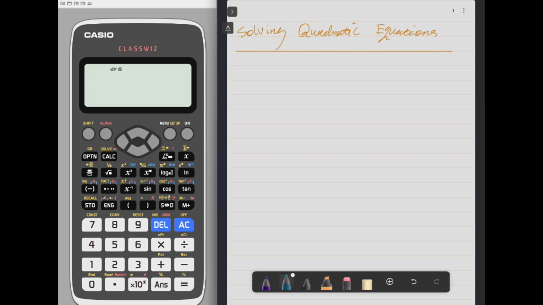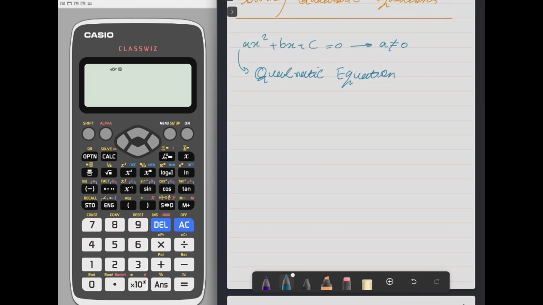Well, without further ado, I just want to introduce what a quadratic equation is. If you have ax squared plus bx plus c equal to 0, where a is not equal to 0, then your equation is known as a quadratic equation. And you have three ways of solving this.